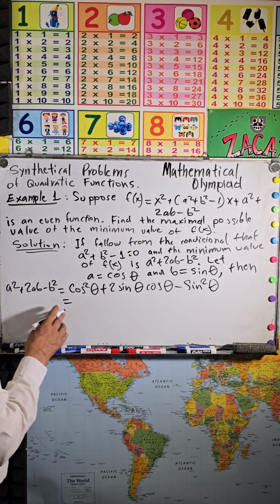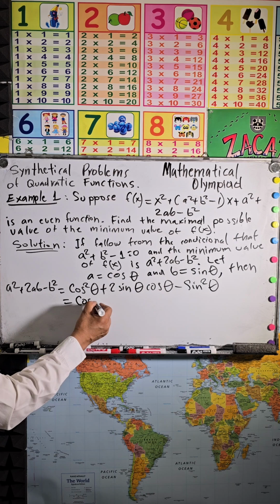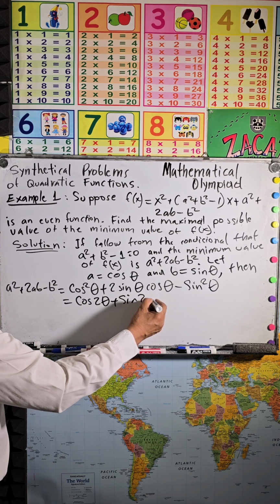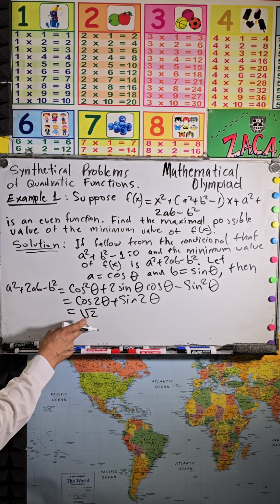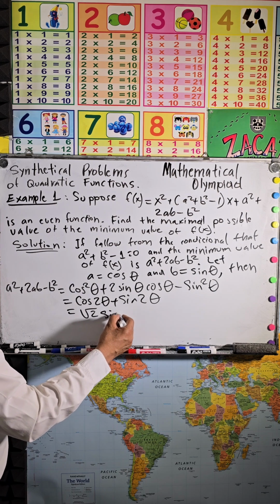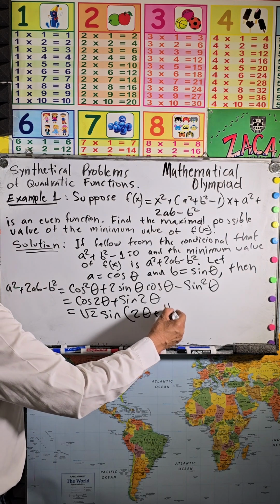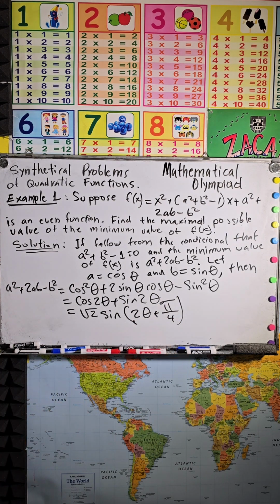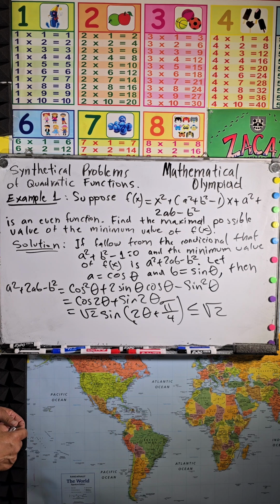Simplifying, we will have cosine of 2 times the angle plus sine of 2 times the same angle, which equals square root of 2 times sine of (2 times the angle plus pi divided by 4), which is less than or equal to square root of 2. See where the equality holds.